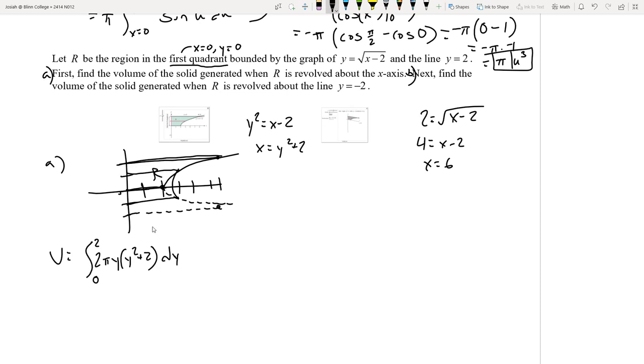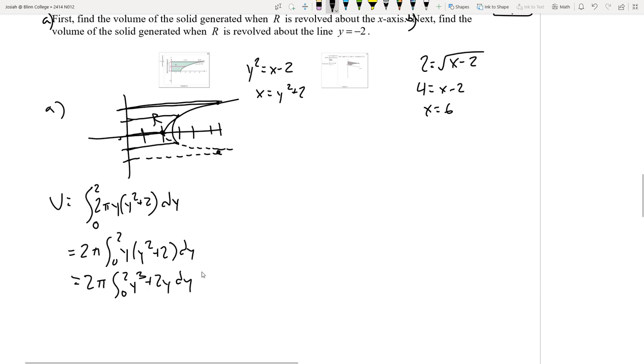All right, so we'll go ahead and take the 2 and the pi out. Then we'll distribute. So y cubed plus 2y in there. We'll use the power rule. So increase the power by 1, divide by the new power. Increase the power by 1, divide by the new power. We're evaluating this guy from 0 to 2.